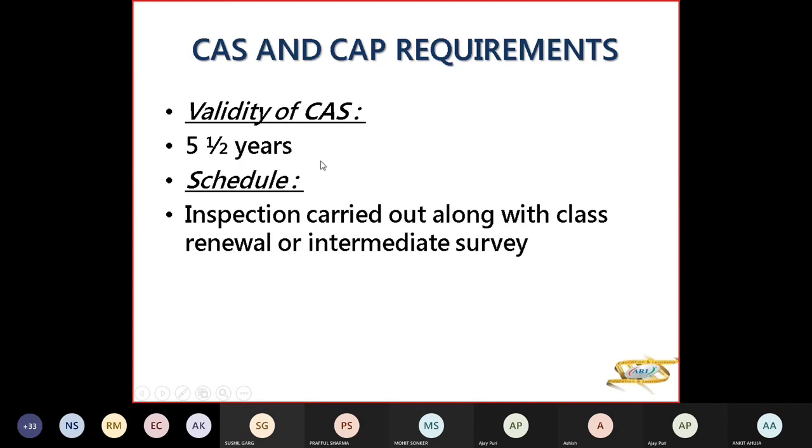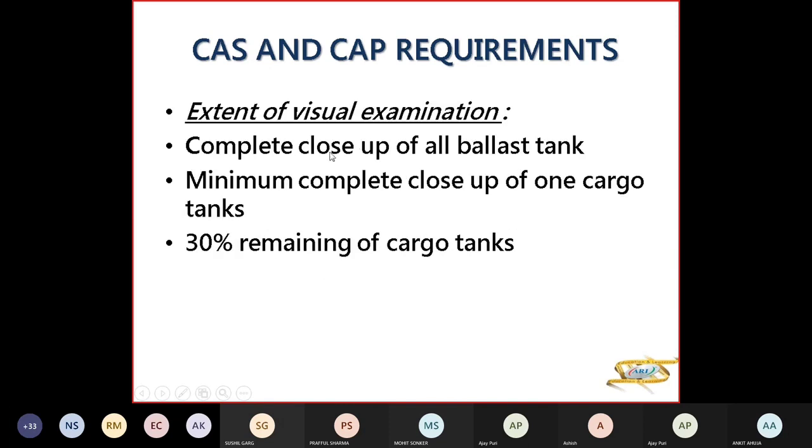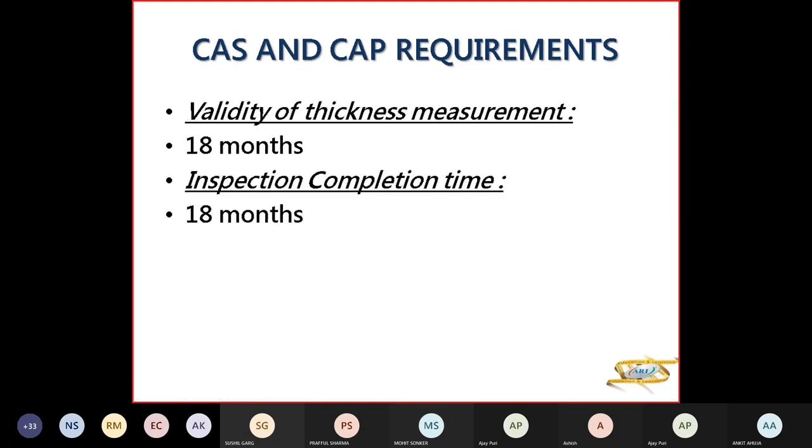CAS validity is 5.5 years. So inspection is carried out with class renewal or intermediate survey. So this is harmonized system of surveys. So your hull area is covered, your coating condition for main structural element in tank is checked. So your complete close-up of all ballast tanks is done. Minimum complete close-up of one cargo tank is done, and remaining 30% cargo tank inspection is done. So minimum close-up inspection will be of one cargo tank complete. Validity of thickness measurement is 18 months and inspection completion time is 18 months.